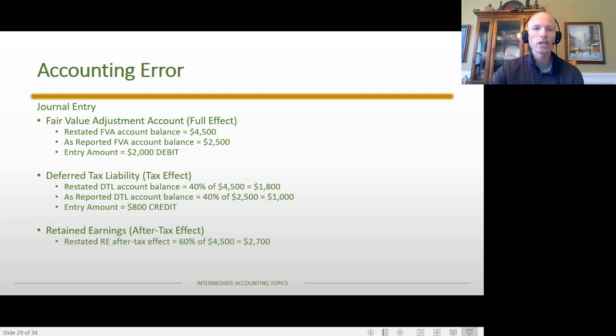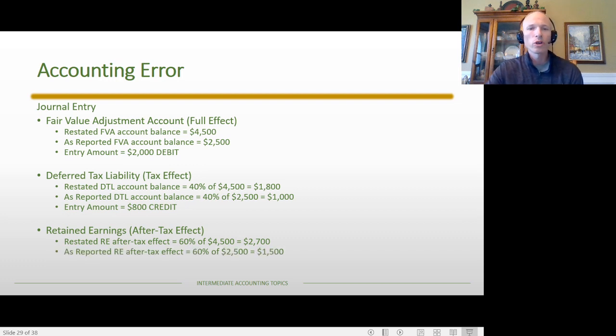All right, so the restated retained earnings is 60% of the $4,500. In other words, there would have been this gain of $4,500, and that gain would have had an after-tax amount of $2,700, 60% of $4,500. If you want to think about it this way, you have the restated fair value account balance of $4,500 minus the restated DTL account balance of $1,800, and what are we left with? The after-tax effect of $2,700.